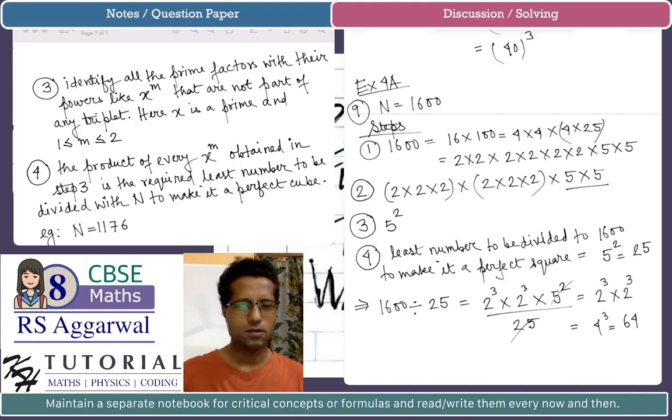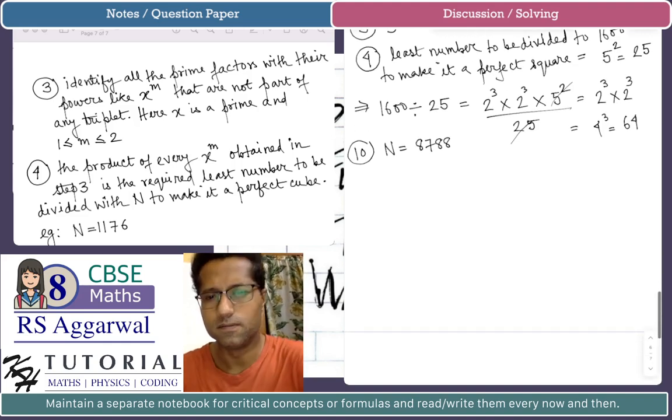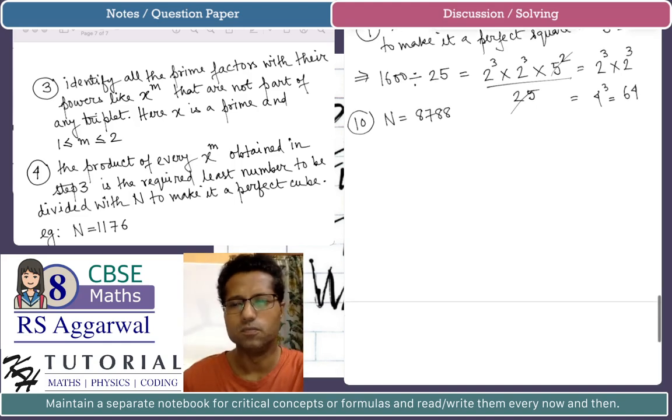Okay, let's do another one. This is problem number 10, and the number is 8788. This is the number, and we have to find the least number by which this number needs to be divided to make it a perfect cube.